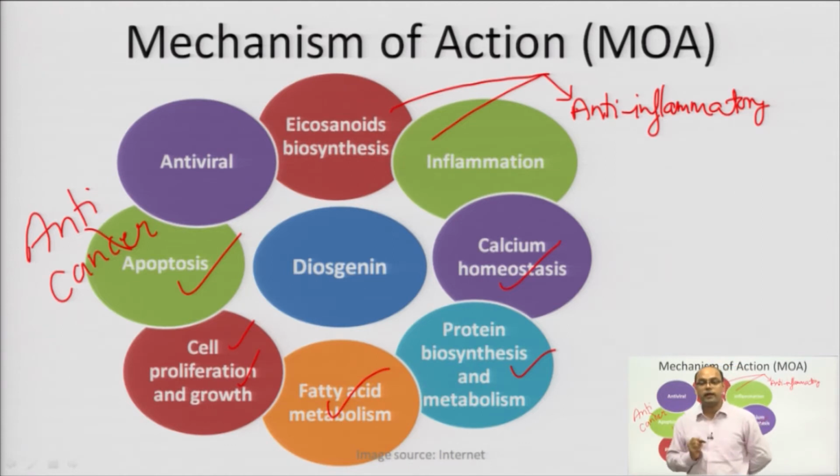Because Diosgenin is involved in protein synthesis regulation, it also shows antiviral activity, because in virus replication proteins are involved. So in this way it has various uses like anti-inflammatory action, calcium homeostasis management, protein biosynthesis and metabolism, fatty acid metabolism, cell proliferation and growth, and as anti-cancer and antiviral drug. So these are the mechanism of action and the uses of this phytoconstituent Diosgenin in your body.